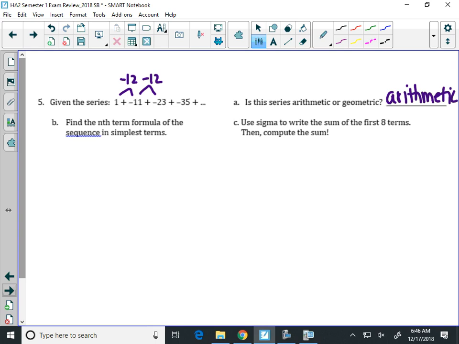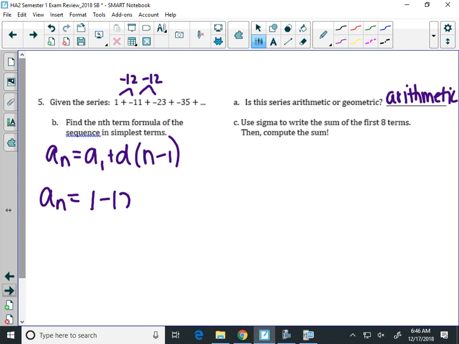And I want to find the formula again. Okay, so just like in number 4, I'm using this formula here to find the equation. So to find the equation, you have a sub n equals, the first term is 1. We said our common difference is 12, so minus 12 times n minus 1. Now just be careful when you simplify. Some of us made a little arithmetic or algebraic mistakes when we did this on our unit test.